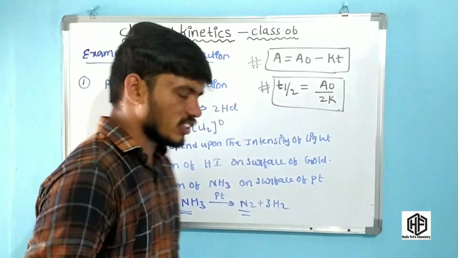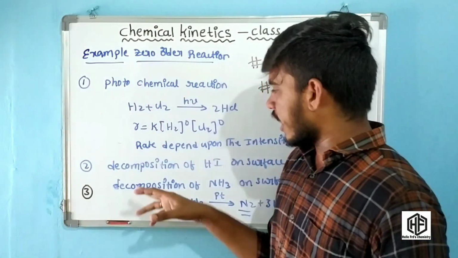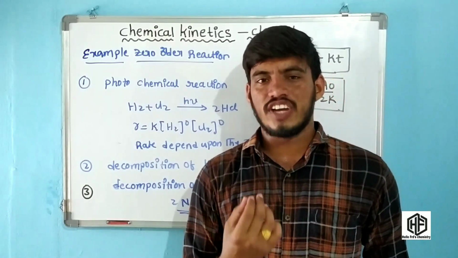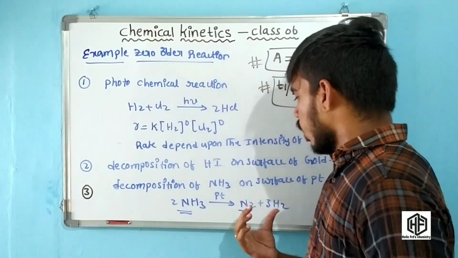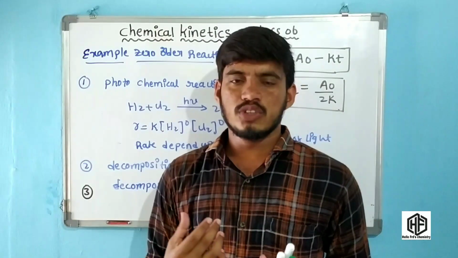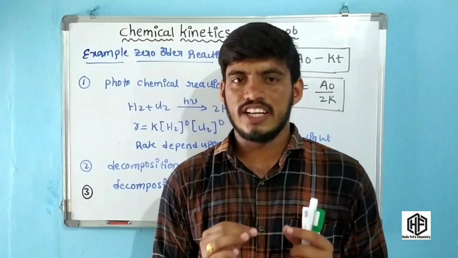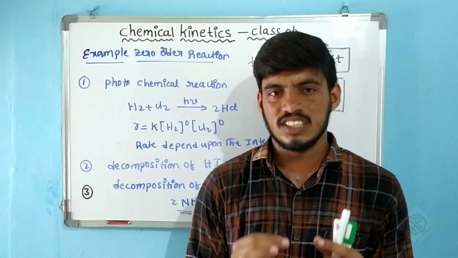All photochemical reactions are examples of the zero order reaction, and so are the decomposition of HI on the surface of gold and the decomposition of NH3 on the surface of platinum. This is the concept of the zero order reaction in chemical kinetics.